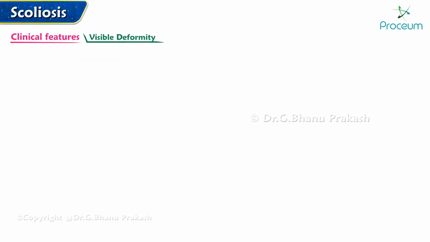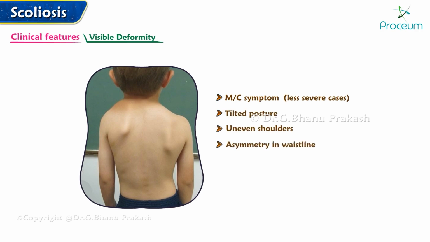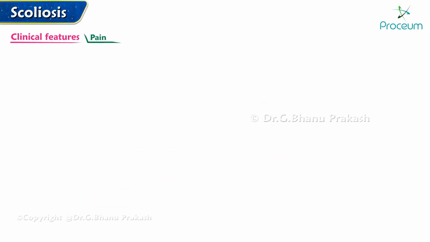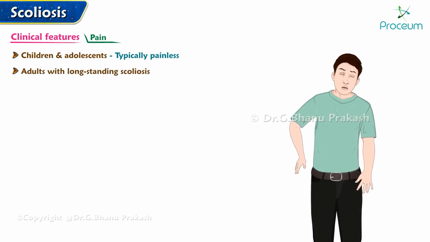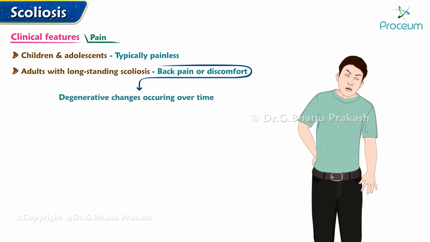Visible deformity. This is the most common symptom of scoliosis, particularly in less severe cases. The individual may appear to have a tilted posture, uneven shoulders, asymmetry in the waistline, or a prominent rib hump on one side. Pain. Although scoliosis in children and adolescents is typically painless, adults with long-standing scoliosis may experience back pain or discomfort. This is usually due to the degenerative changes that can occur over time.